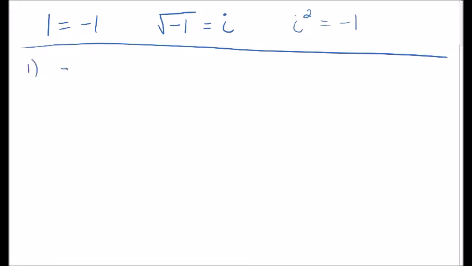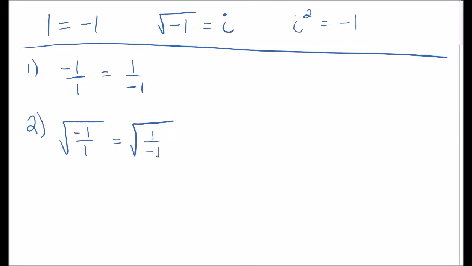So the first one is, if I have negative 1 over 1, that's clearly equal to 1 over negative 1. The next thing I'm going to do here is I'm going to take the square root of both sides. So we get the square root of negative 1 over 1 is equal to the square root of 1 over negative 1.